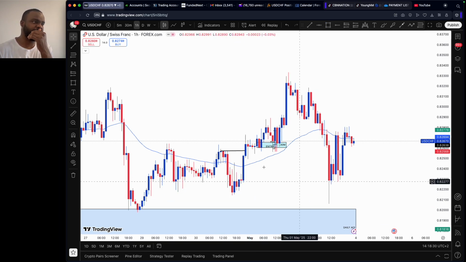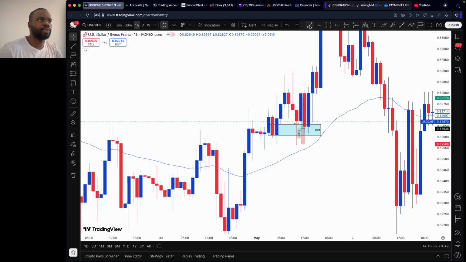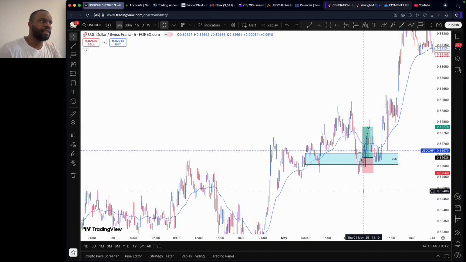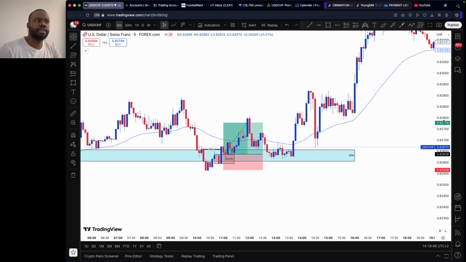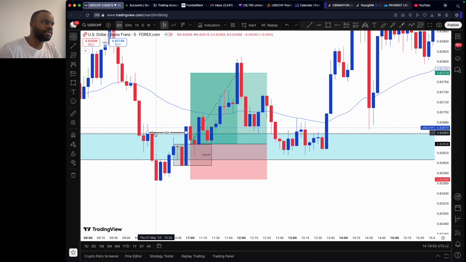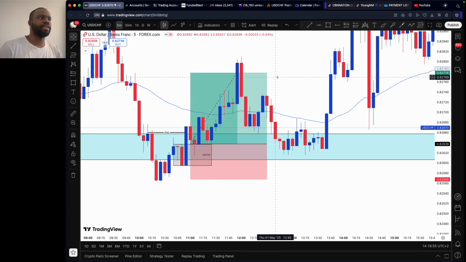But as you can see, price never came back. So I scouted for a new shift of structure, which was this over here. Price closed above. Then I waited for the retest, then went to my entry time frame. Then I saw this shift of structure, then waited for the retest: market structure shift, retest, then 1 to 2 risk to reward hit. So that was the trade I had for this week.